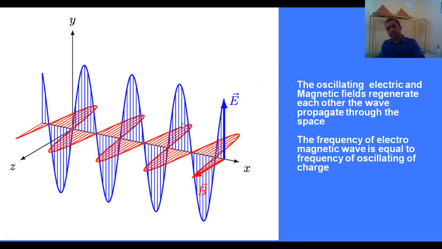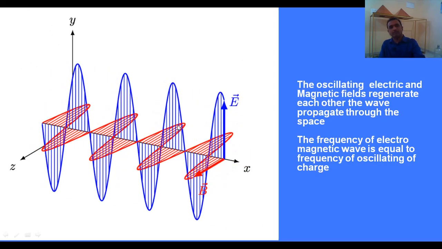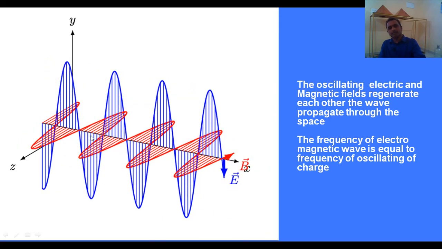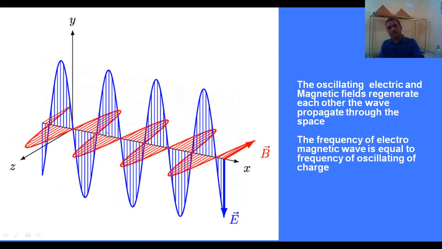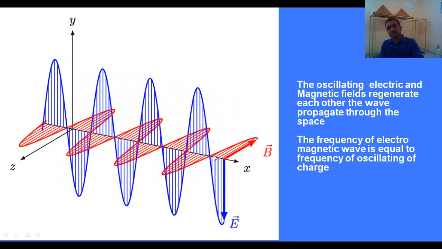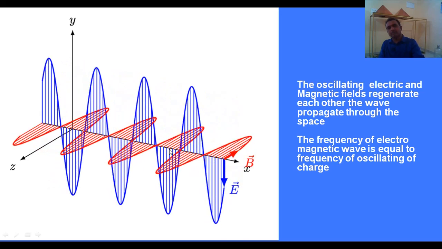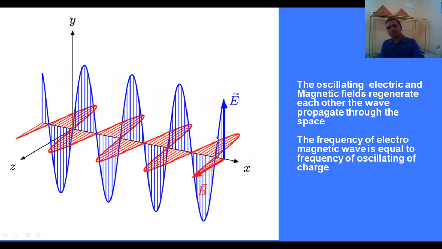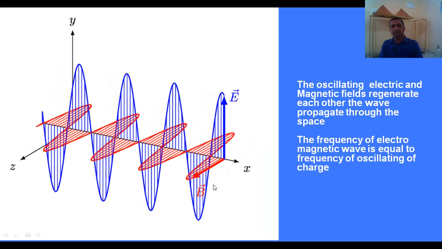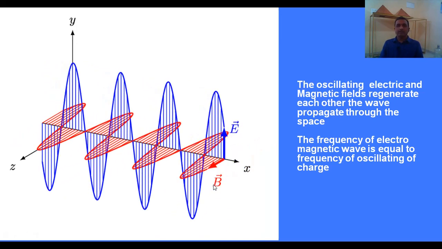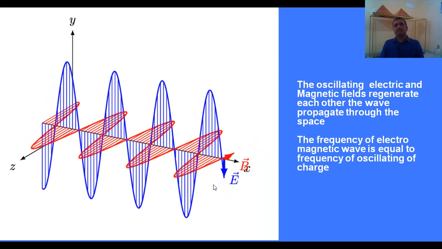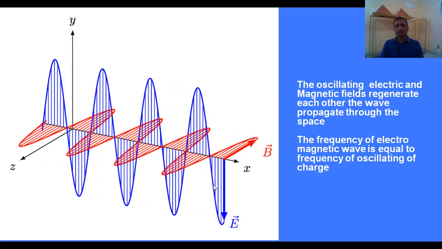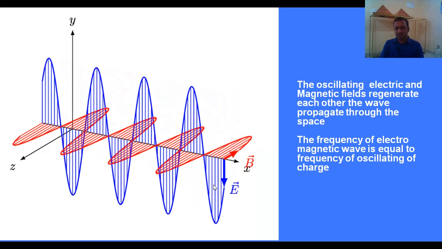That means when the electric field goes up, the magnetic field goes down. So, they vibrate up and down. But if you observe the black line, from the sun to the earth's surface, it does not change. Only the particles vibrate about their own position, up and down, in a to-and-fro motion. The oscillating electric and magnetic fields regenerate each other, and the wave propagates through space. The frequency of the electromagnetic wave is equal to the frequency of oscillation of the charge.